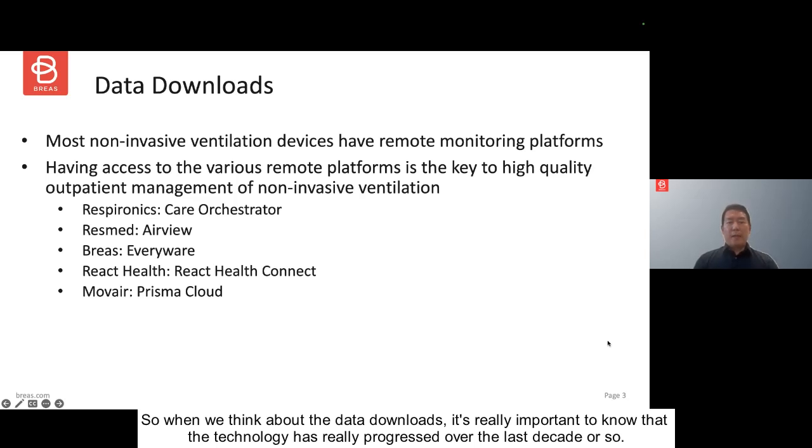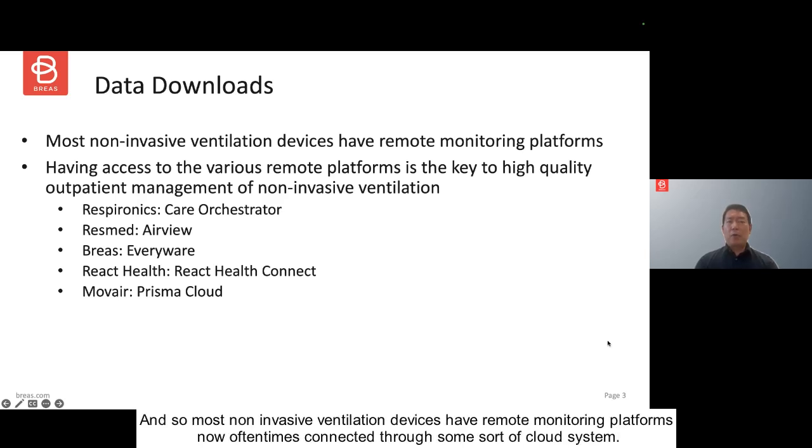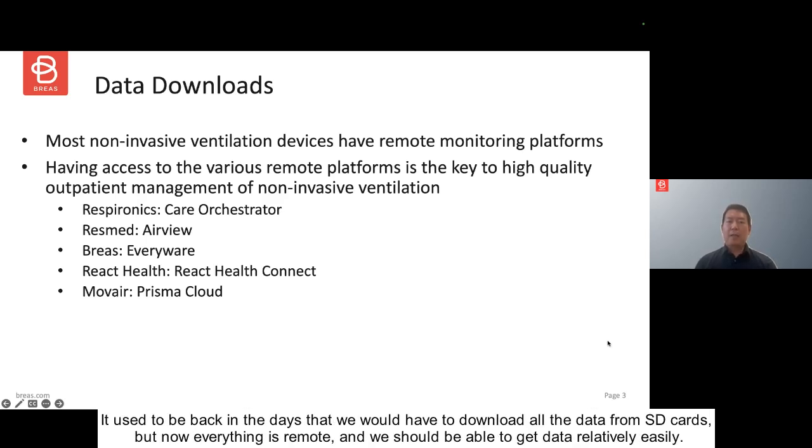So when we think about the data downloads, it's really important to know that the technology has really progressed over the last decade or so. And so most non-invasive ventilation devices have remote monitoring platforms, now oftentimes connected through some sort of cloud system. It used to be back in the days that we would have to download all the data from SD cards, but now everything is remote and we should be able to get data relatively easily.